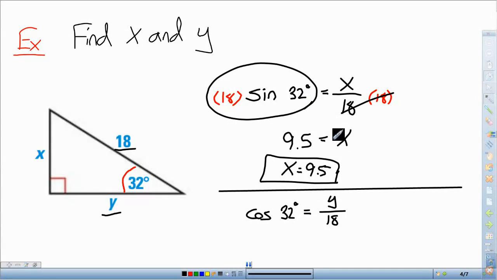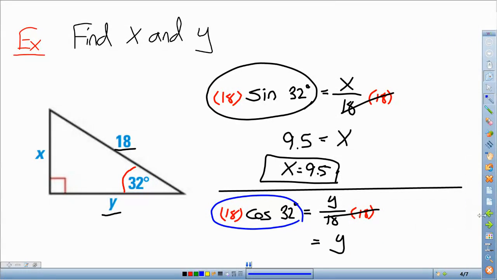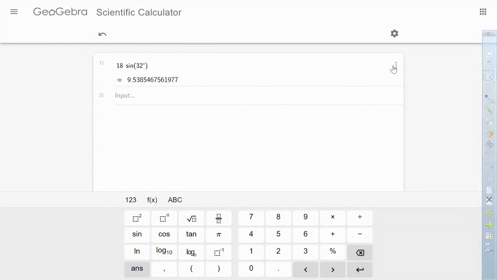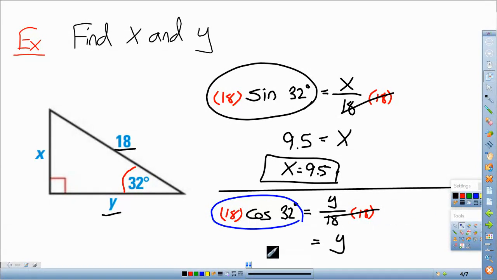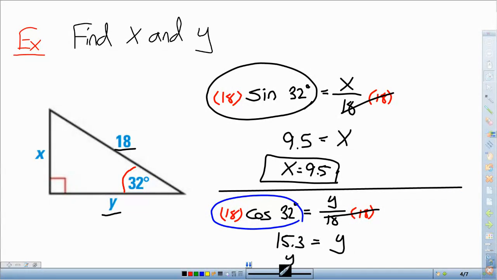All right, take a look at these two things. Almost exactly the same. The only difference is we're clicking a different button in our calculator. We're using cosine. But let's show our steps. We're going to multiply by that denominator, both sides. Looks like we're getting Y equals 18 times cosine 32. Let's go ahead and type that into our calculator. 18 times cosine 32 gives me 15.26. So that 6 is going to round this 2 up to a 3, so 15.3. Okay, and then let's flip it around.